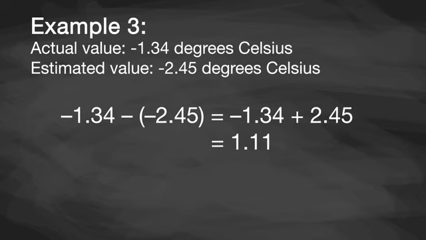What if both values are negative, like in this example? Still, subtract the estimated value from the actual value. -1 and 34/100 minus -2 and 45/100 becomes -1 and 34/100 plus 2 and 45/100. This then equals 1 and 11/100 as the residual.